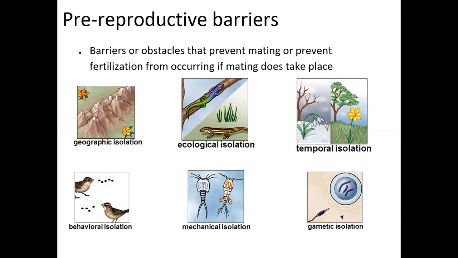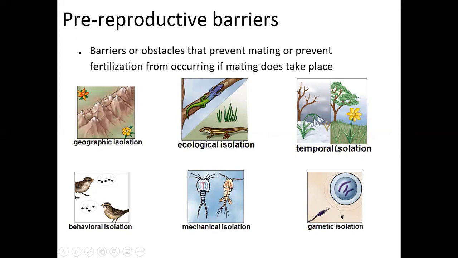That can be due to geographic isolation, like you get a mountain between them. The barrier could be ecological, where one type makes different colors and the other type doesn't. And that could mean they're not going to mate because they're not looking for the same type of mate. Could be temporal, meaning if one blooms early and one blooms later, then they're not going to be able to mate with each other.